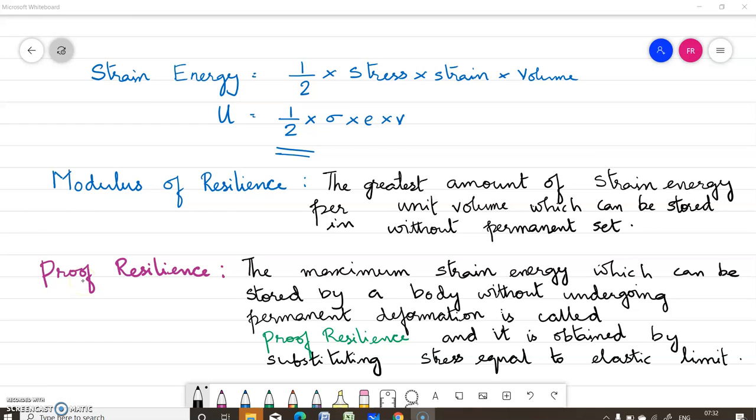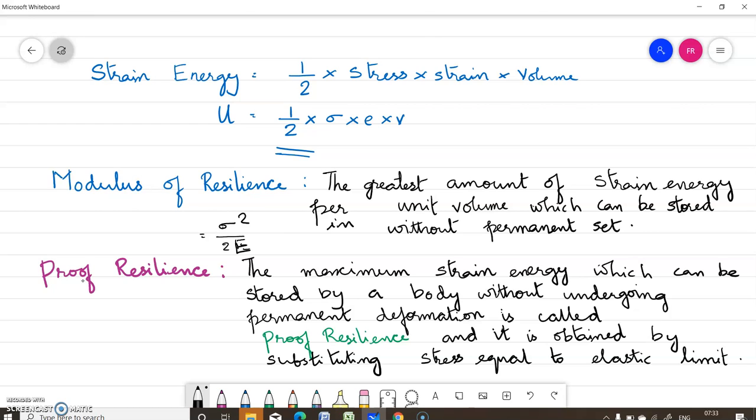Okay, now you must know about a term known as modulus of resilience. Modulus of resilience is the greatest amount of strain energy per unit volume which can be stored in a body without permanent set. So what is the strain energy per unit volume? It is sigma square by 2E. This is one form. And modulus of resilience is the maximum amount of strain energy per unit volume which can be stored in a body without permanent set.